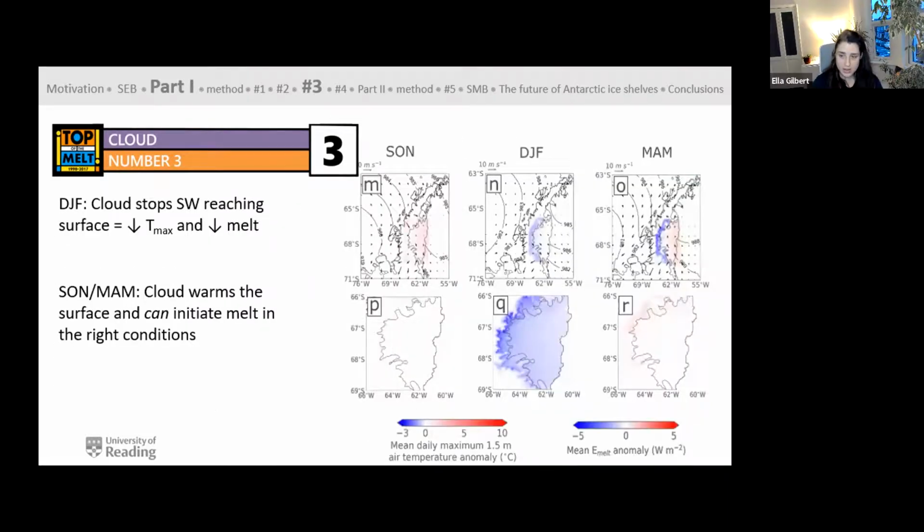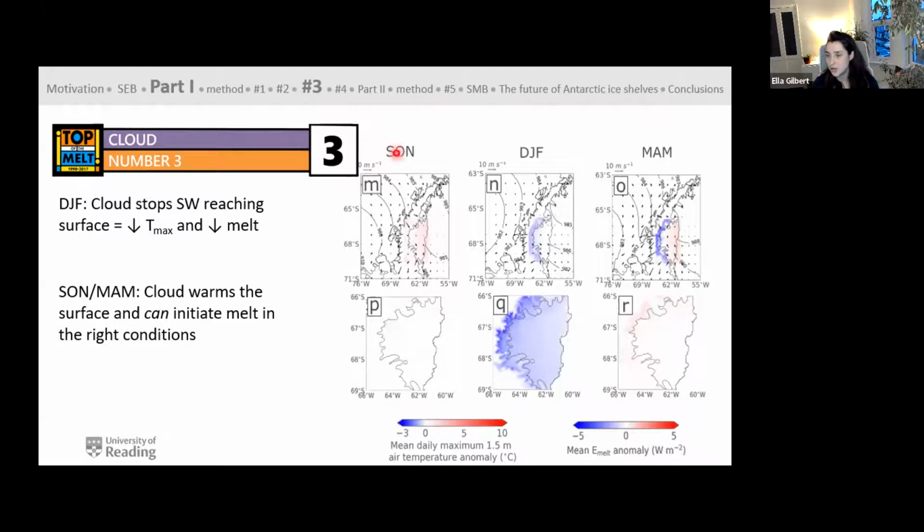So in summertime, you get cloud preventing shortwave radiation reaching the surface. And if we focus here on this summertime set of composites, you can see that. So it reduces temperatures or maximum temperatures and reduces the amount of melt that goes on over the ice shelf. So this is anomalies again.